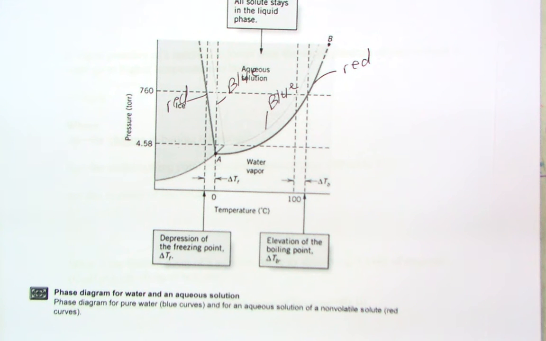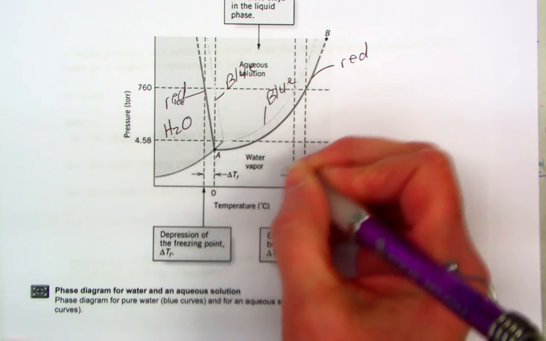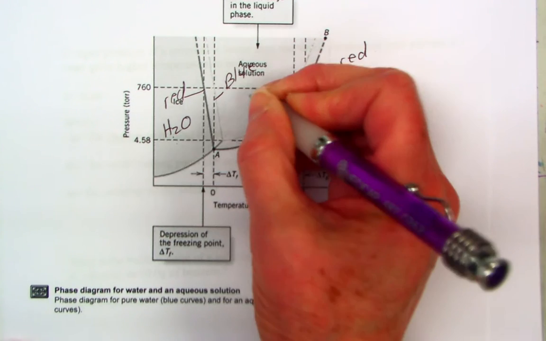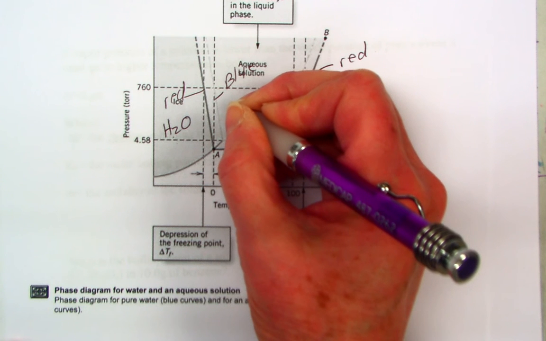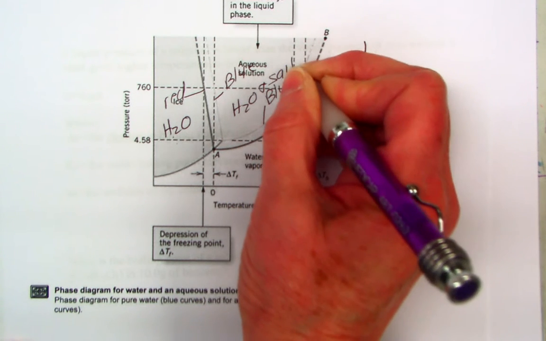Did you know that icebergs are fresh water? They are. Because when the solution freezes, the salt doesn't go in the crystals. Only the water goes in the crystals. So icebergs are actually fresh water. So the solid is water only. The gas is water only. And this is water and salt if we're talking about a saltwater solution.